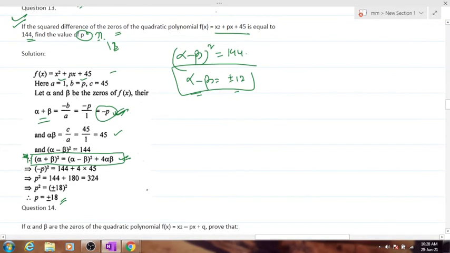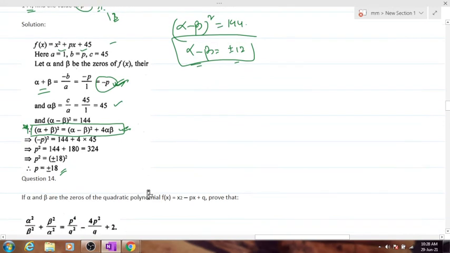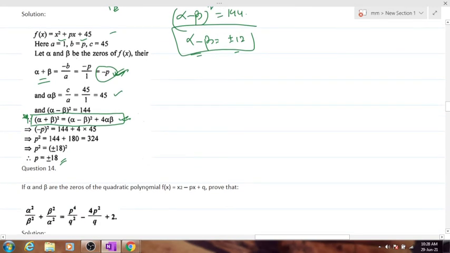Moving on to question number 14 then. This is a very interesting numerical. Let's see how many of you can prove this. I'll give you exactly 2 to 2.5 minutes to do this. It's a bit lengthy one, that is why. Clear? I'll pause the video for the time being so that you try it out.